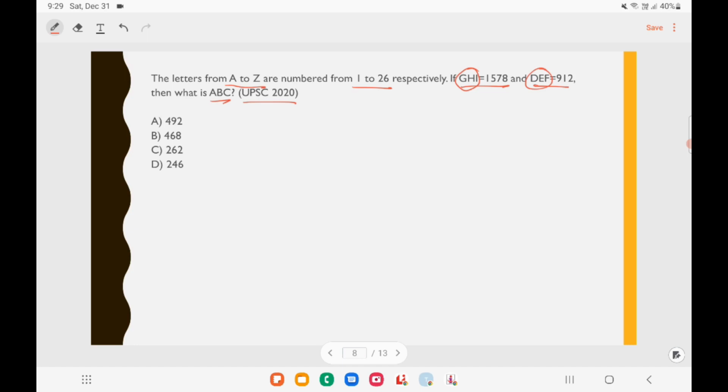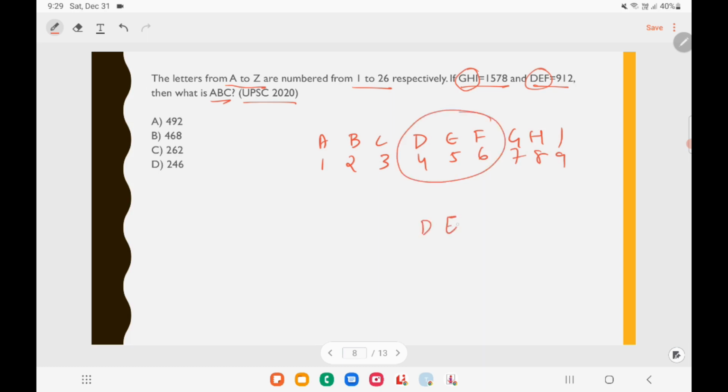You just write down those letters. Okay. So that is A, B, C, D, E, F, G, H, I. Okay. A will be 1, B 2, 3, 4, 5, 6, 7, 8 and 9. So here D, E, F is 4, 5, 6 and G, H, I is 7, 8, 9. But it's given that DEF is 912 and GHI is 1578.